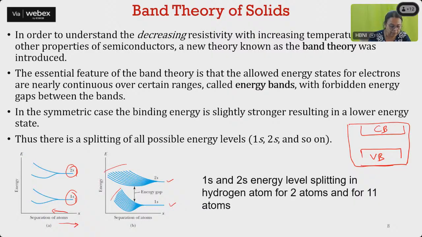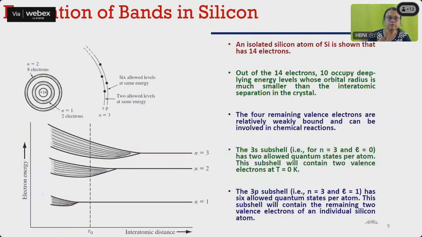So why is it happening? If you see here, the same case is for silicon. Why does it happen that when two atoms come close, there is this splitting?